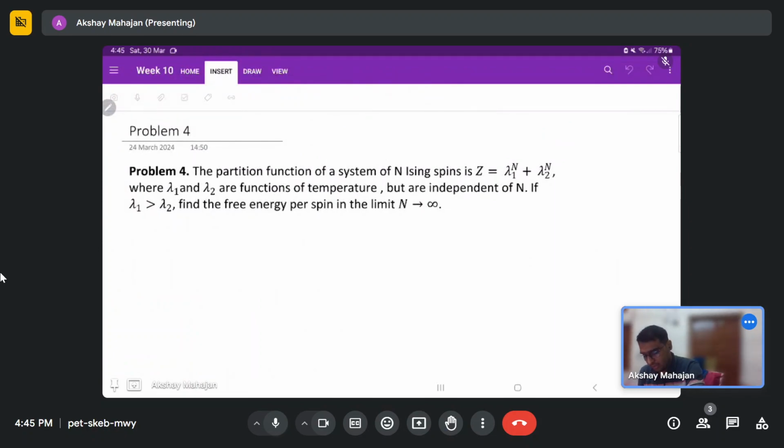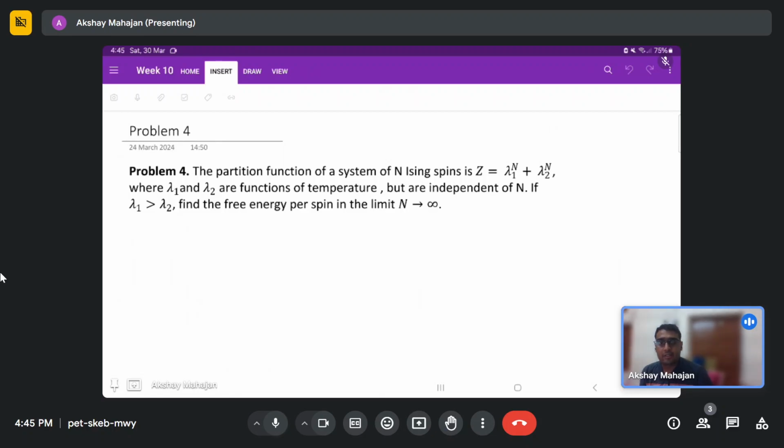Okay, so again problem number 4 is also of one of the Ising system only. So what is given to us, the partition function of a system of n Ising spin is Z equals lambda 1 to the power n plus lambda 2 to the power n. So in this case the partition function is already given to us, where lambda 1 and lambda 2 are some functions of temperatures but are independent of n.